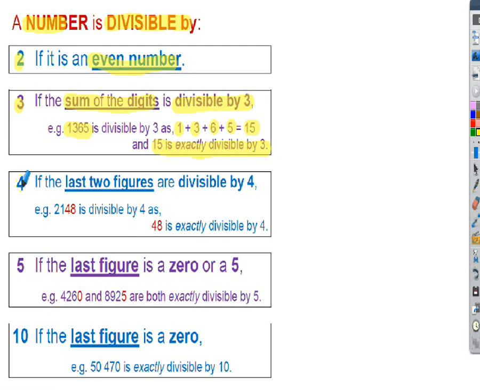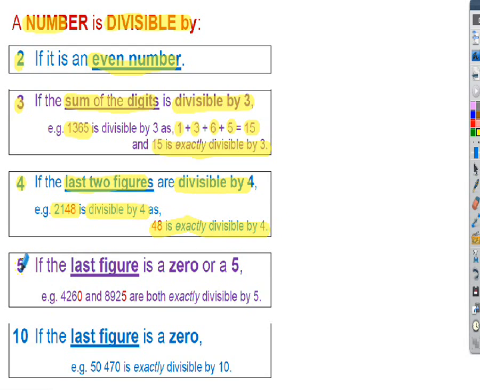A number is divisible by 4 if the last two figures are divisible by 4. So in the number 2148, the last two numbers 4 and 8 are both divisible by 4. So therefore the entire number is divisible by 4.